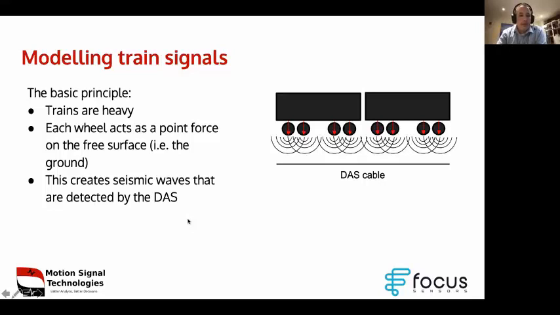What I want to do with the next few slides is talk a little bit about how we might model these train signals. And it's quite a simple model. We're going to build it up from first principles, and see where it takes us in the scheme of things. So the idea is quite easy. You've got a fiber optic cable that is deployed alongside your track, and the principle is that trains are really heavy. So the main force in the system is actually the weight of the train, which presses down, and somehow that creates seismic energy, which is going to be picked up by this DAS cable.